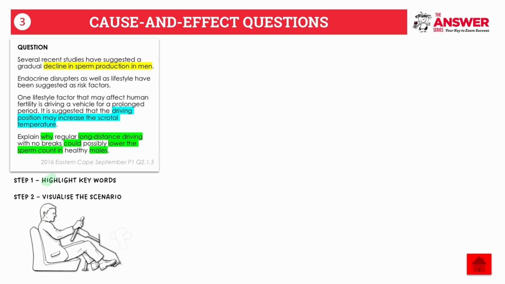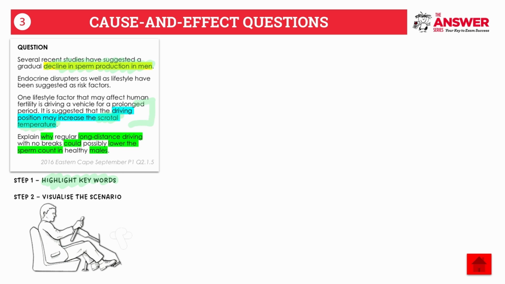So step 1, highlight keywords. So in the yellow line here, we have decline in sperm production in men. That is what we need to focus on answering. Then we have the blue section, which is new because this is a contextual question. This is based on an extract, so they're giving you some background information. So in this whole paragraph, the important sentence here is hinting towards the fact that driving in a seated position increases the temperature of the testes. That's going to be something that you need to consider. It's giving you that information so that you can help formulate your answer.